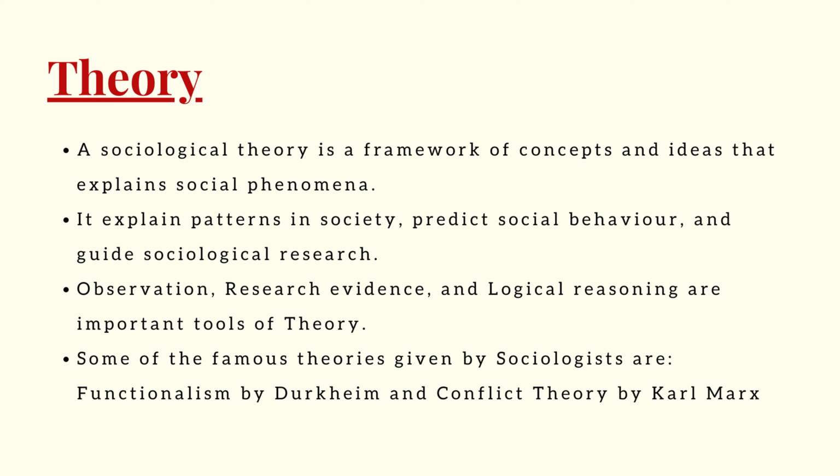Some of the important theories given by sociologists are functionalism by Durkheim, which explains that society works like a body, where each part, family, education, religion, has a function. Conflict theory by Marx, where he states that society is based on conflicts between groups, rich versus poor, powerful versus powerless. Symbolic interactionism by Mead and Blumer, which explains that society is built from everyday interactions and meanings people attach to things.